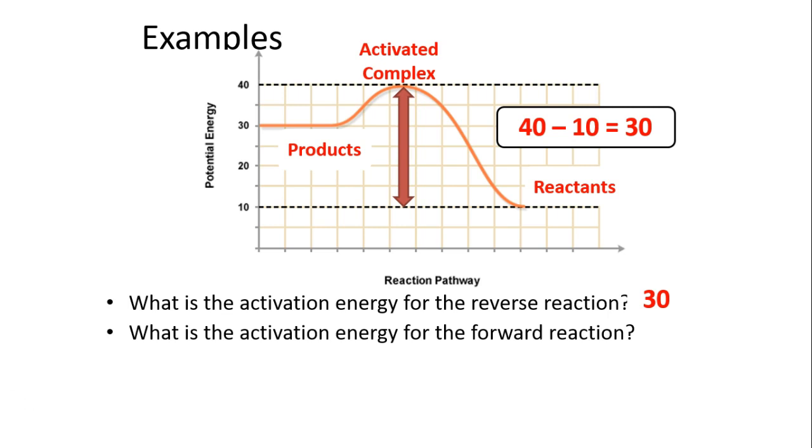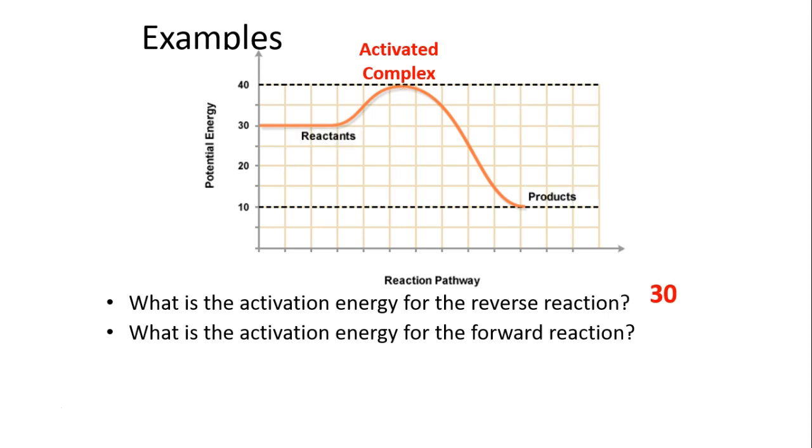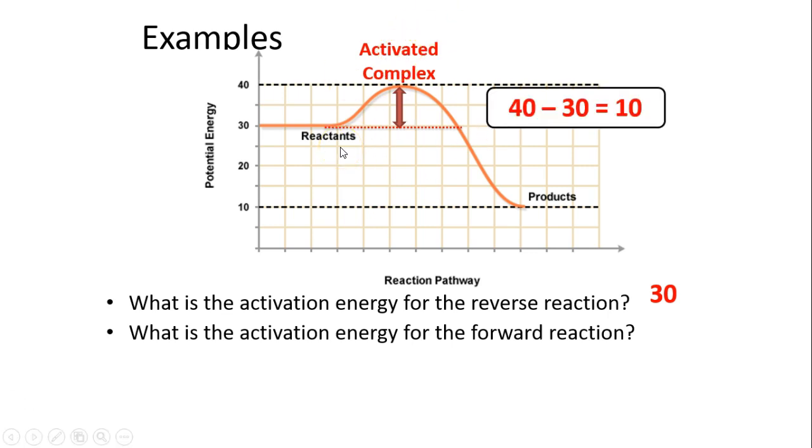And then the next one, what is the activation energy for the forward reaction? Okay, so in the forward reaction, it's just like it is here, reactants and then products on the right. We need the activated complex, so it's from here to here. It's a much shorter distance. We take the energy of the activated complex, subtract the reactants, and we get 10. So 40 minus 30 gives me 10. The activation energy for the forward reaction is less. Okay, so those two things are very different.